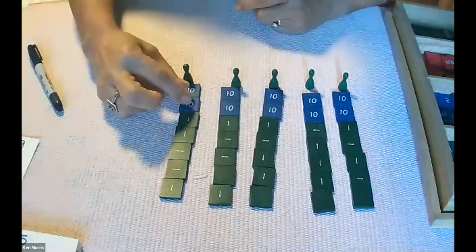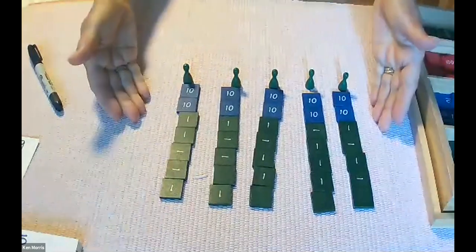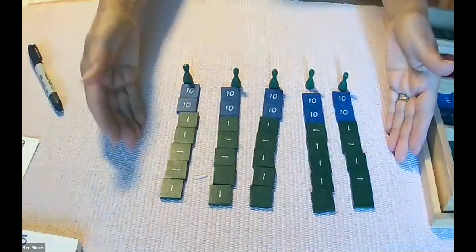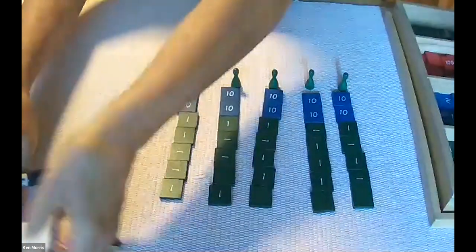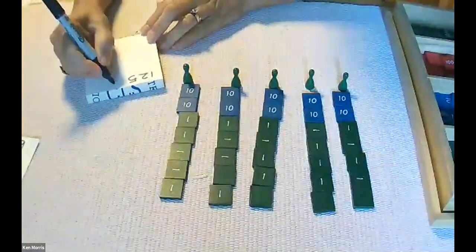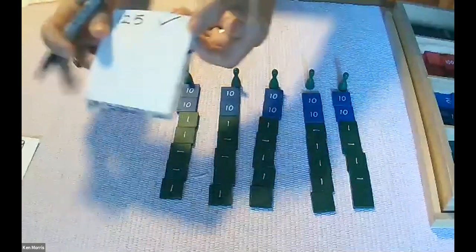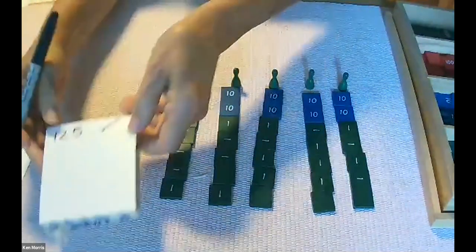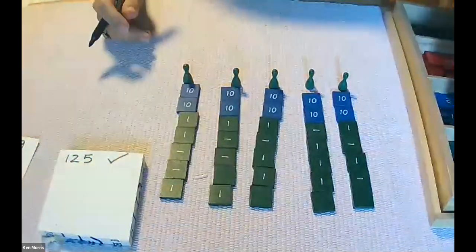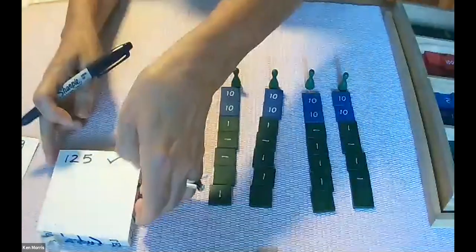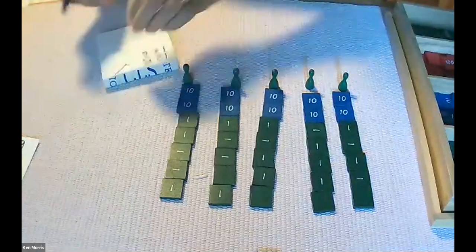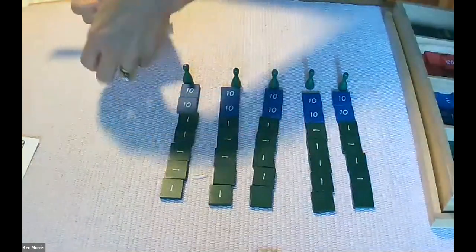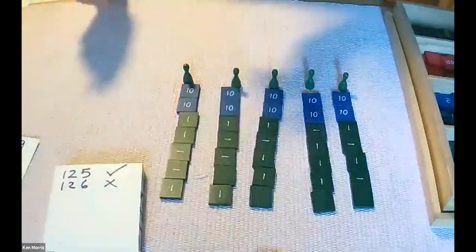Okay, little side story. All right, I have distributed my ones and I see that 125 is in fact divisible by 5. So I'll put a check mark next to 125. I'm going to now check 126. And it's very obvious that 126 does not work.